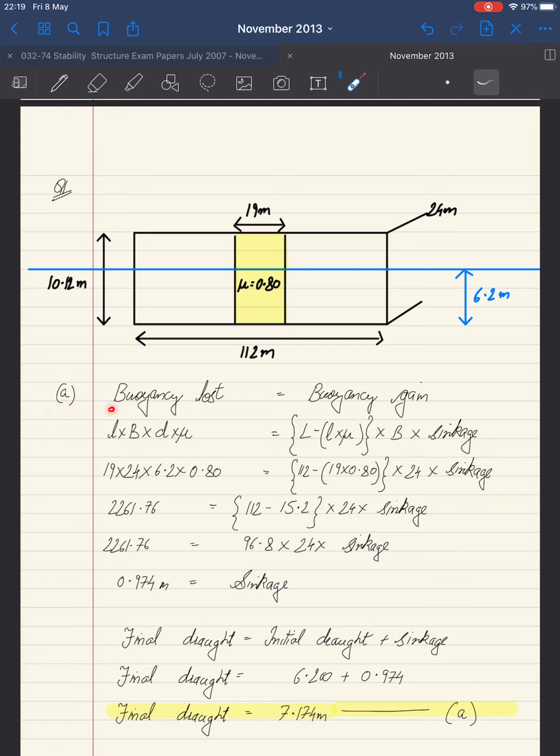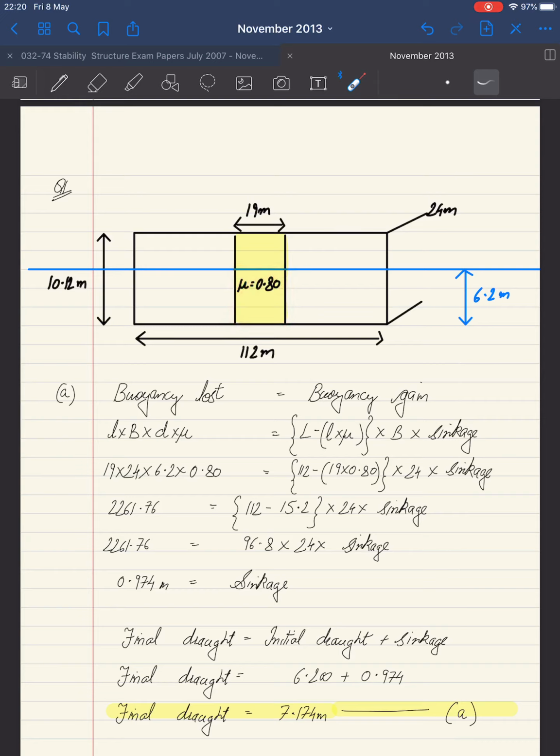So we'll use the formula buoyancy lost is equal to buoyancy gain. The buoyancy lost is the length of the compartment, which is the small l, the breadth of the vessel, which is capital B, the draft of the vessel, which is 6.2 meters, times the permeability. So this is the buoyancy lost. This was the length of the vessel, this was the breadth, and this was the draft. So this entire region is termed as buoyancy lost.